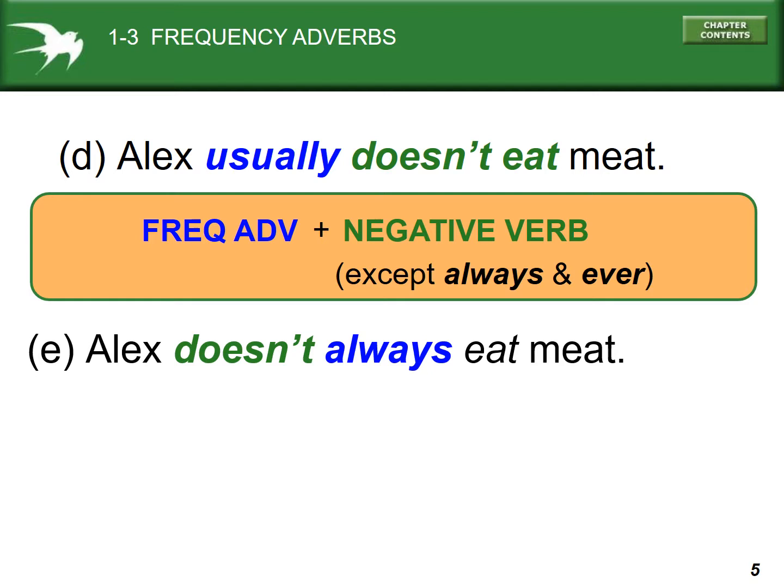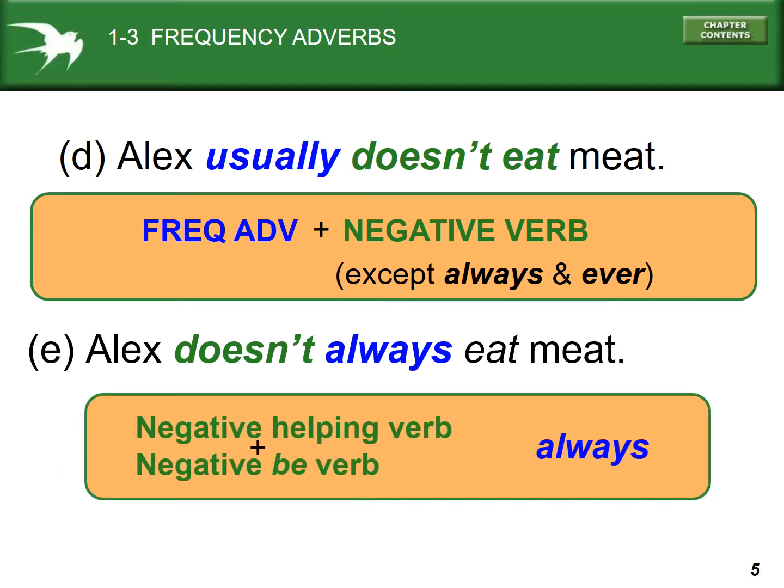It says here that it's the frequency adverb followed by the negative verb, but that's not completely true. There are many cases where you can put the auxiliary or the helping verb doesn't followed by the frequency adverb, and especially with always and ever. So you have a negative helping verb or a negative be verb plus always. It's possible with some of the other frequency adverbs as well. Doesn't usually, doesn't often.